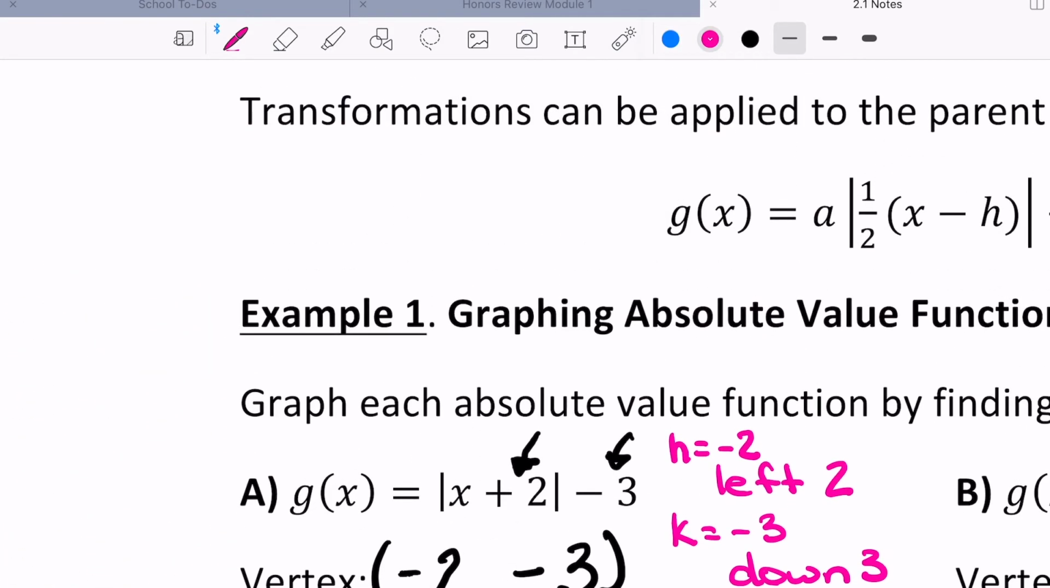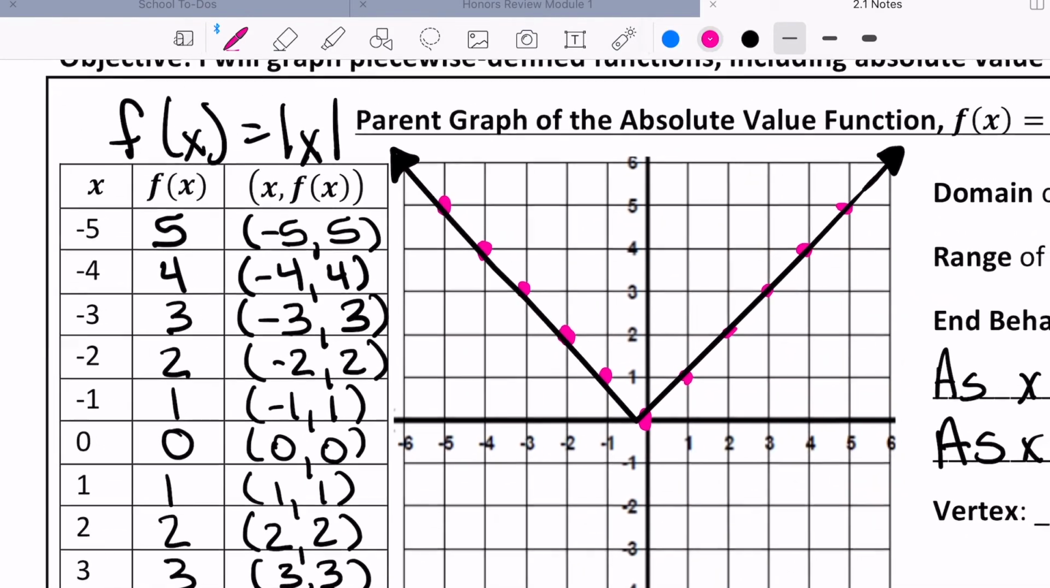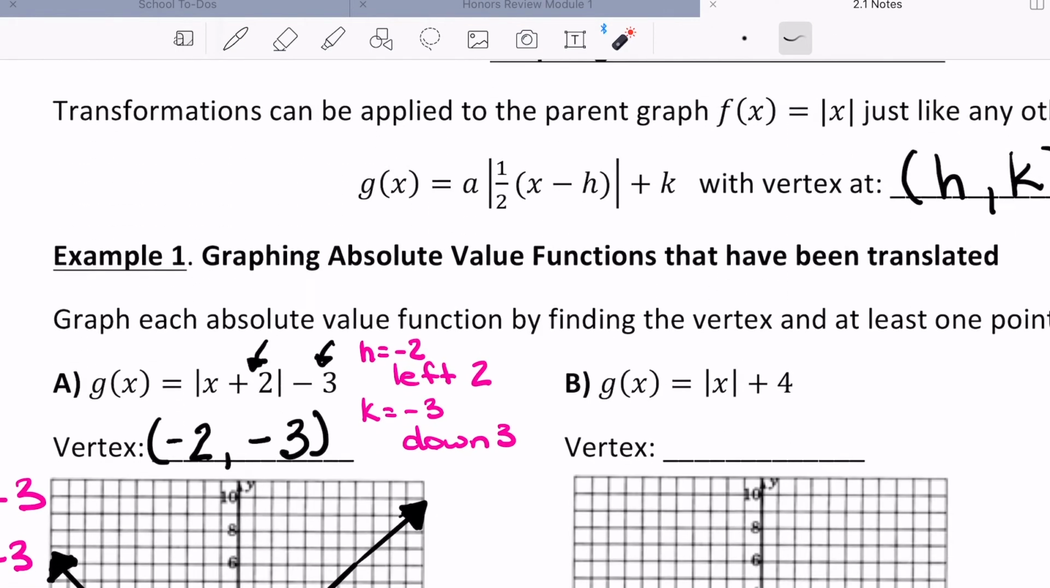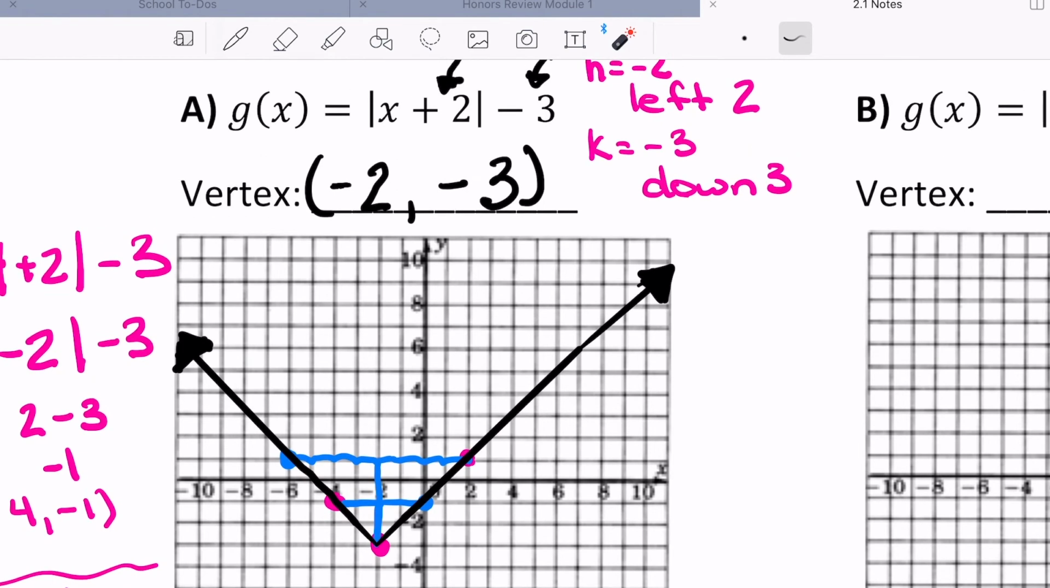And if you think about our parent function, which we drew up here, our parent function begins at the origin, right? Our transformed function, we said left 2 and down 3. Well, let's test that from the origin, left 2 and down 3. And you can see that's exactly where our vertex is located, okay?